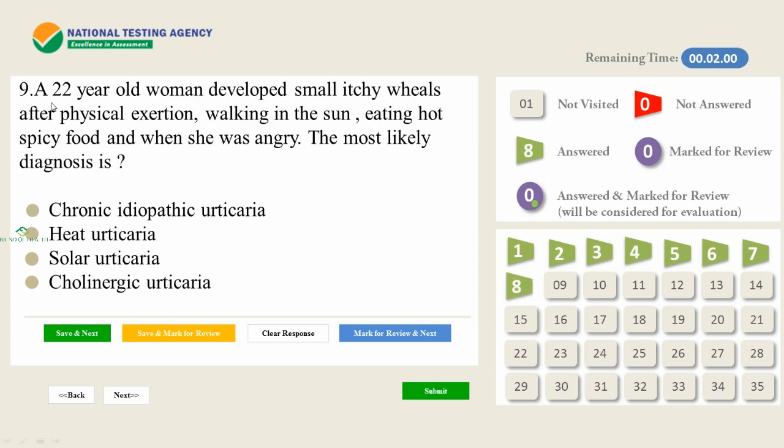Ninth question. A 22-year-old woman developed small itchy wheals after physical exertion, walking in the sun, eating hot spicy food, and when she was angry. The most likely diagnosis is chronic idiopathic urticaria, heat urticaria, solar urticaria, cholinergic urticaria.